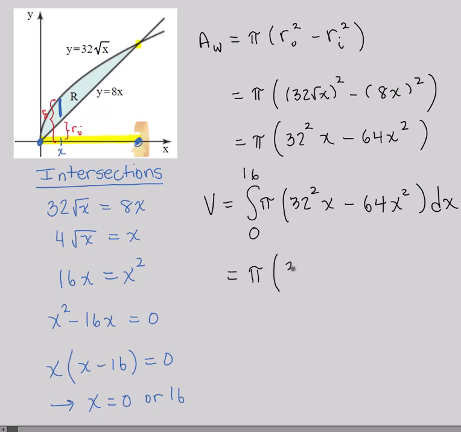So we are going to end up with 32 squared. We add 1 to this exponent, divide by the new exponent. Similarly over here, we'll have 64. We're going to add 1 to the exponent, divide by the new exponent. And then our limits of integration will be 0 and 16.